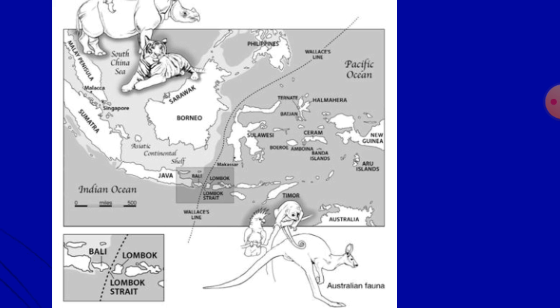Alfred Russel Wallace saw that on this side, animals resemble marsupials, just like what we have in Australia. And on this side, animals resemble monkeys, just like what we have in mainland Asia. Even though they're closely related under the Malay archipelago, these areas have different types of animals.